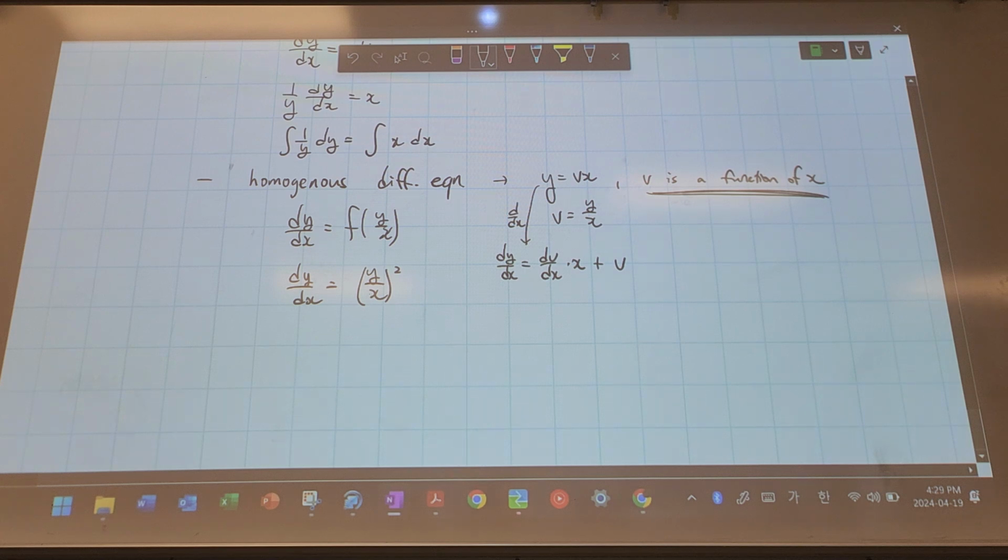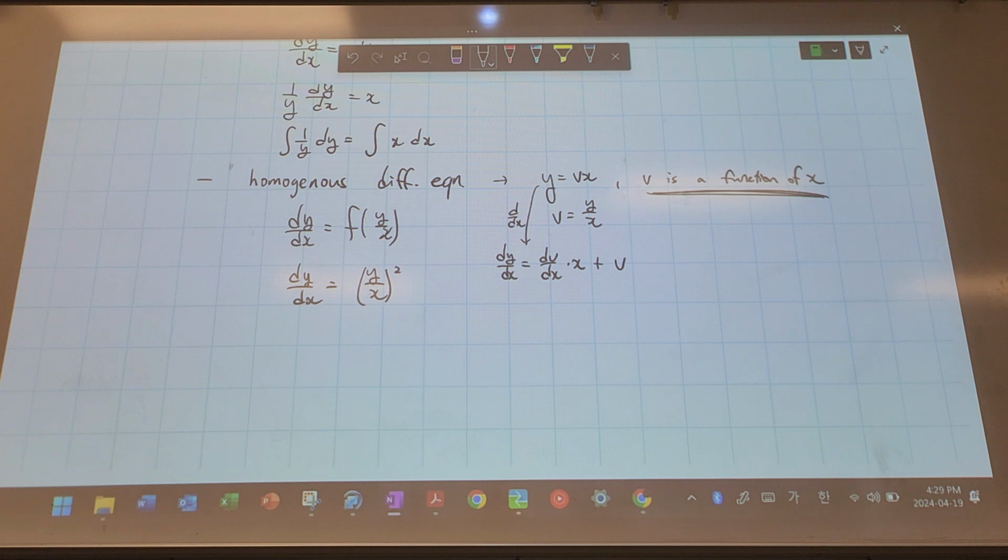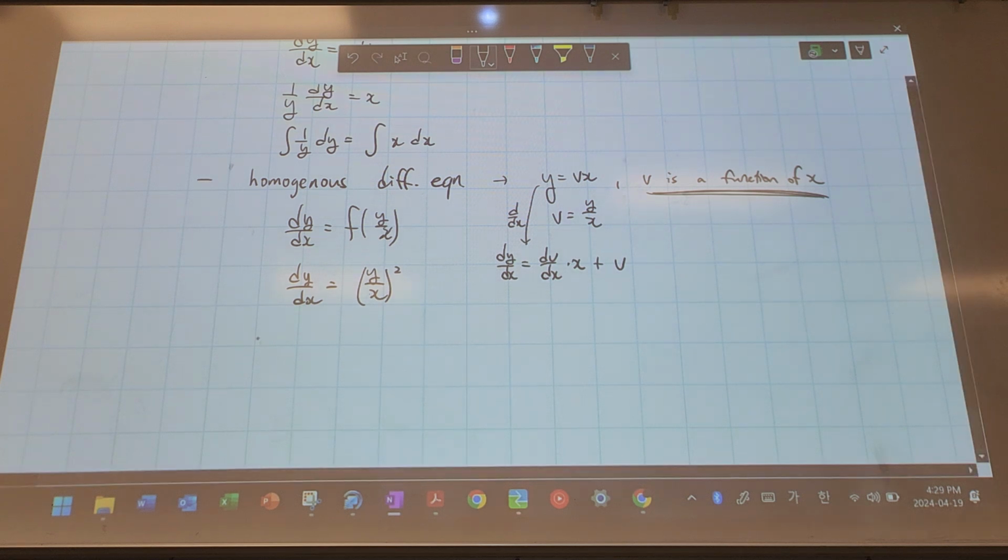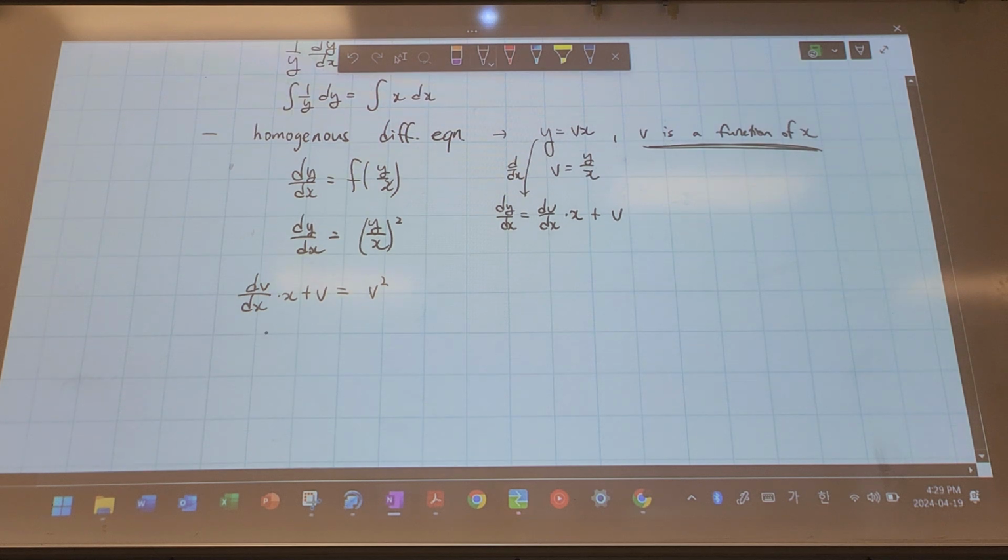At this point, I replace dy over dx on the left hand side with dv over dx times x plus v, equals, what about the right hand side? y over x is v, right? So it's going to be v squared. And then let's do some maneuvers. dv over dx times x is equal to v squared minus v.